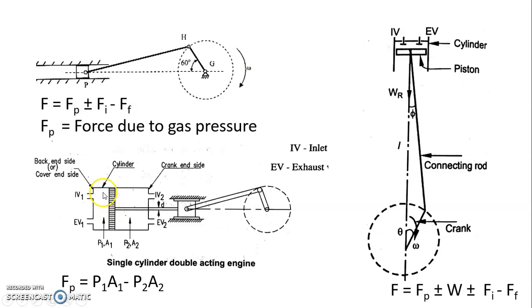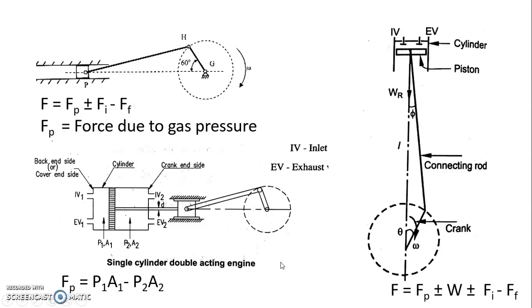where P1 is the pressure inside the cylinder at the cover end side, and P2 is the pressure inside the cylinder at the crank end side. So the force P1A1 is acting on the right side, and P2A2 towards the left side. So whichever is maximum, the force will act on that side. So the general equation is Fp equals P1A1 minus P2A2.